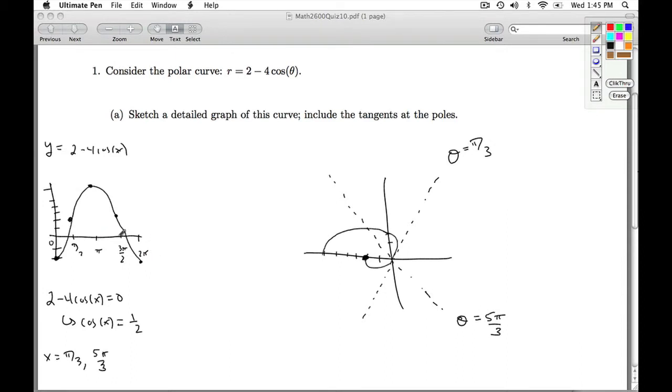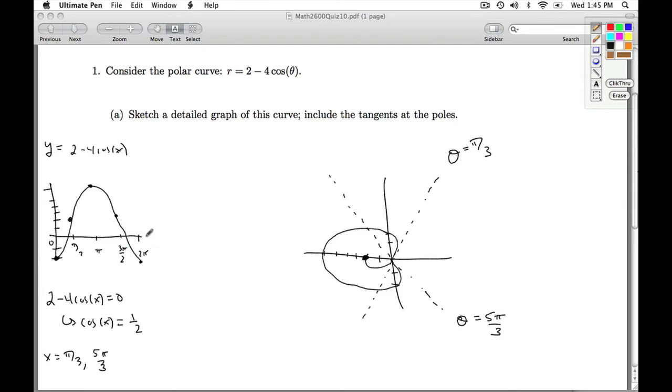Then from pi to 3 pi over 2, the r value goes from 6 back down to 2. So now I'm pulling inwards, getting closer to the pole. From 3 pi over 2 to 5 pi over 3, the r value goes from 2 down to 0. So I'm pulling myself in from 2 units away from the pole into the pole. I'm going to do it at this angle here, and use that as my tangent line, like so.